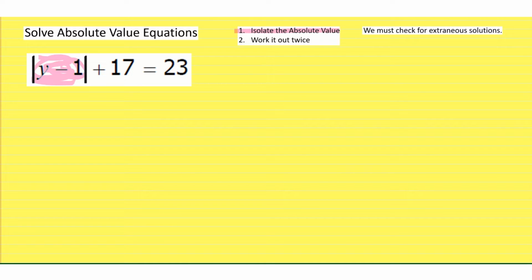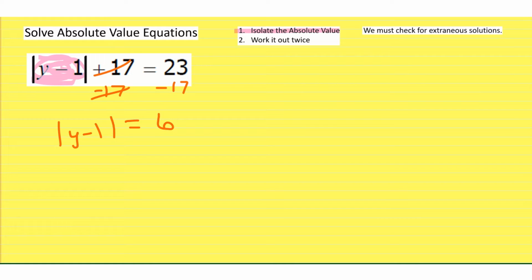The first order of operations that I'm going to employ is to undo the plus 17. I'm going to do minus 17 on both sides of the equal sign. Minus 17. So these two cancel out. I am left with the absolute value of y minus 1 equal to 23 minus 17. That would be 23 minus 17, that's going to be 6.